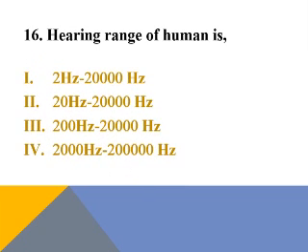The animals like elephant can hear sound less than 20 Hz, as well as some animals like rabbit, dolphin and bats. They can hear the sound more than 20,000 Hz of frequency. So here correct answer is second one.